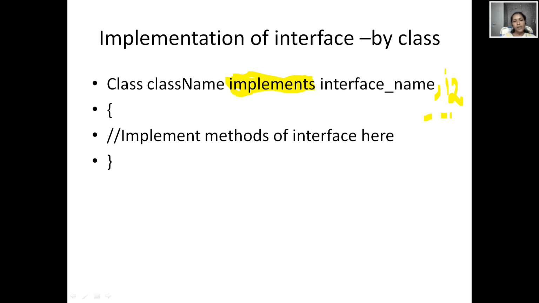So here you can write the implementation of abstract methods of the interface. Now we can go to some examples. We have clarity: class name implements interface name. Now I will show you an example.